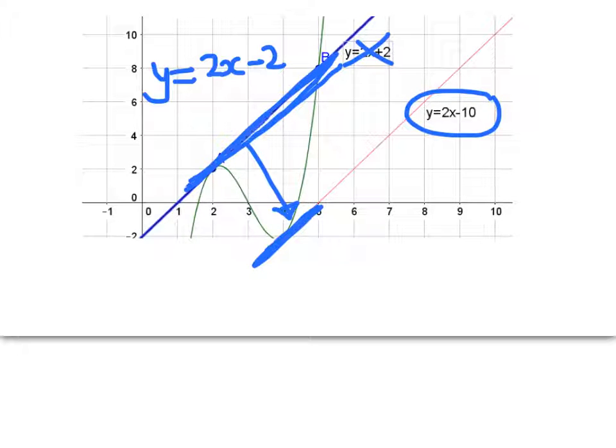Okay, you might want to practice that question with some different functions. Maybe try doing it with a parabola and see how many solutions you get, or you could try doing it with a different kind of cubic.